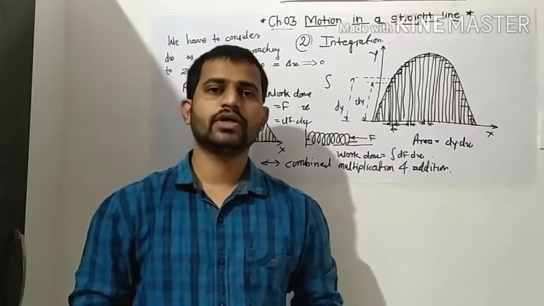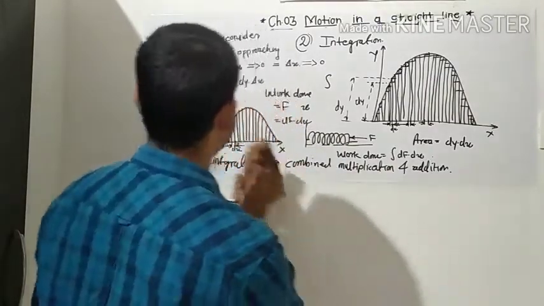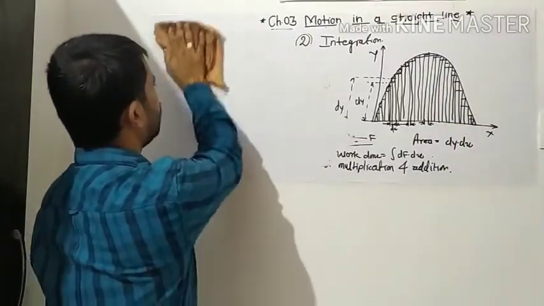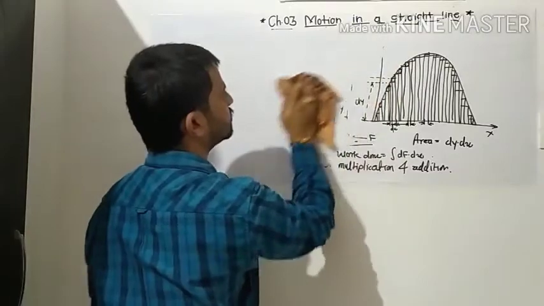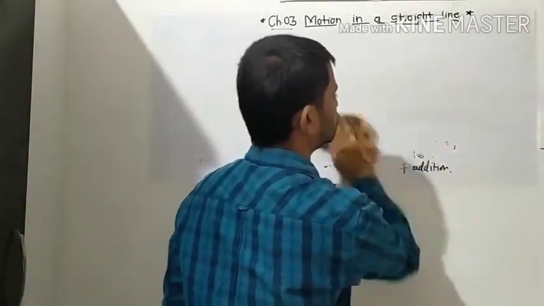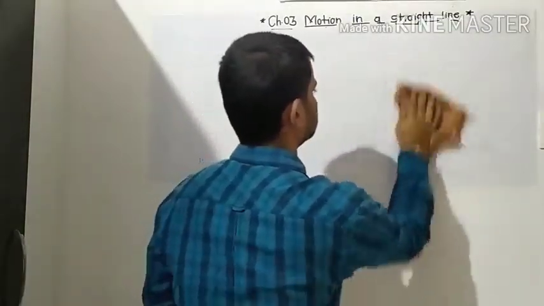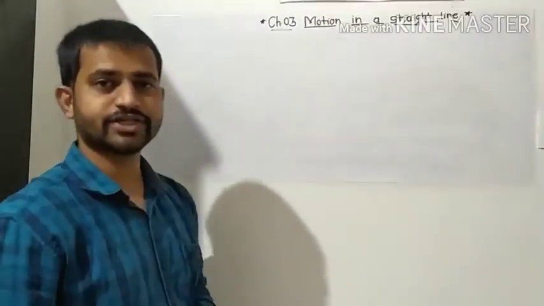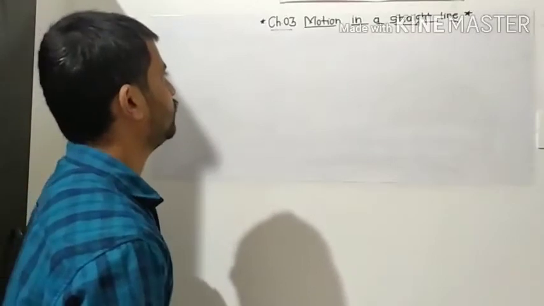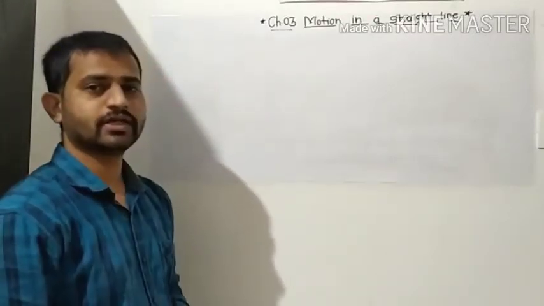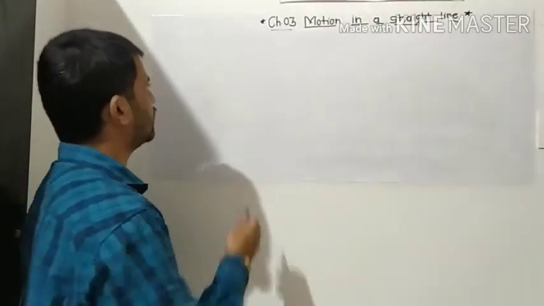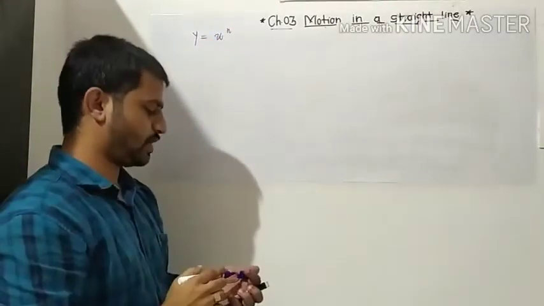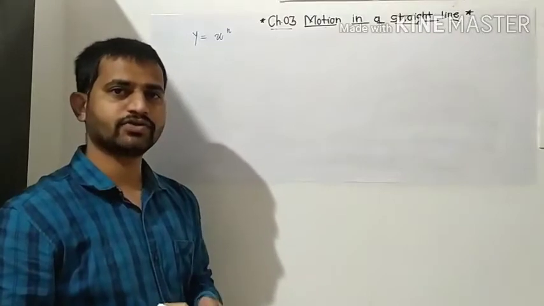Okay, so we have to reverse the process of differentiation to find out the integration. For that purpose also there are some rules. For the integration, like the differentiation, there are some rules. Suppose we have to go for the value of the integration. Suppose we have the equation that y is equal to x raised to n.